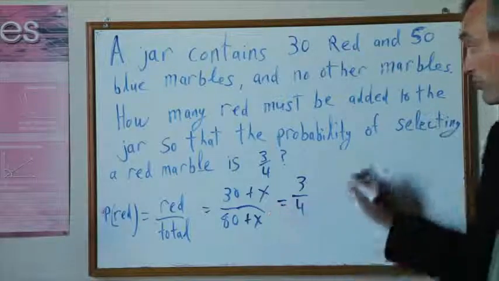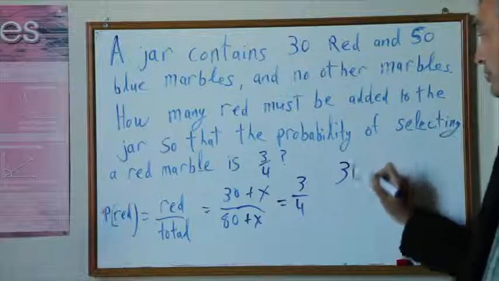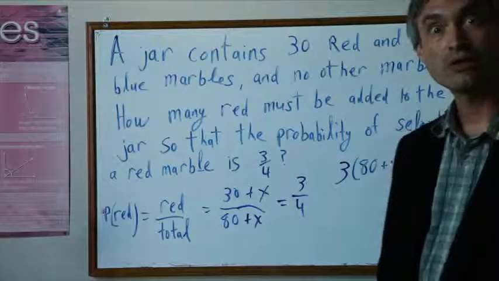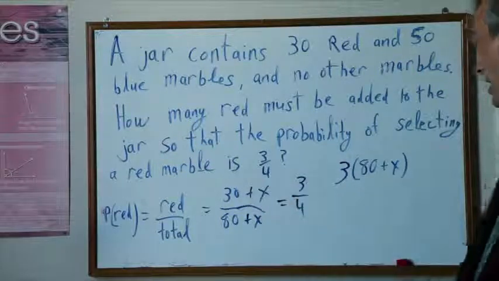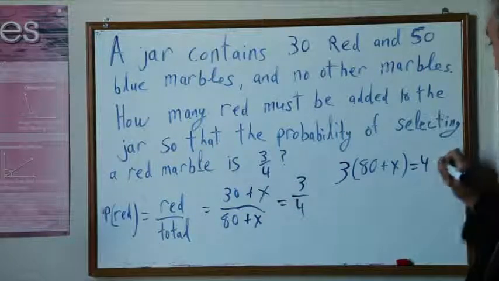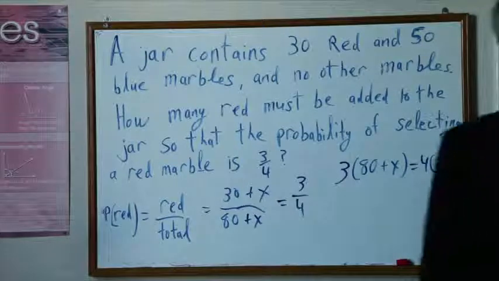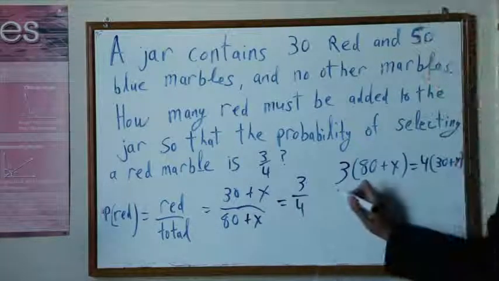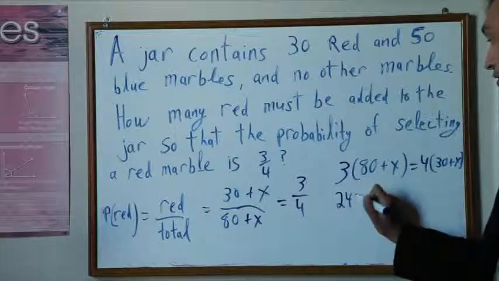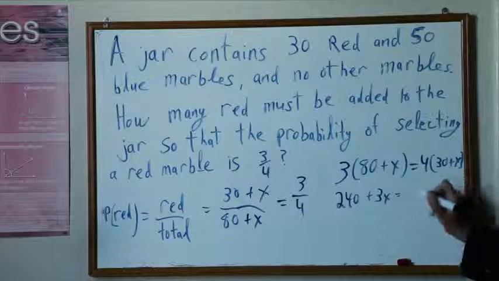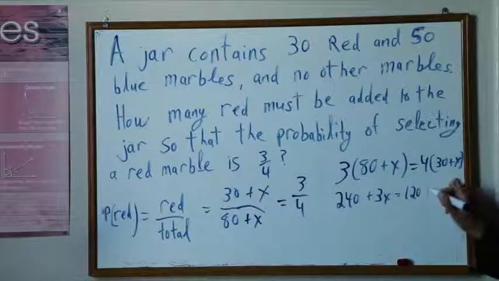It says to multiply along the diagonal 3 times 80 plus X, and on the other side 4 times 30 plus X. Don't forget your distributive property. 3 times 80, 240, plus 3 times X equals 4 times 30, or 120.